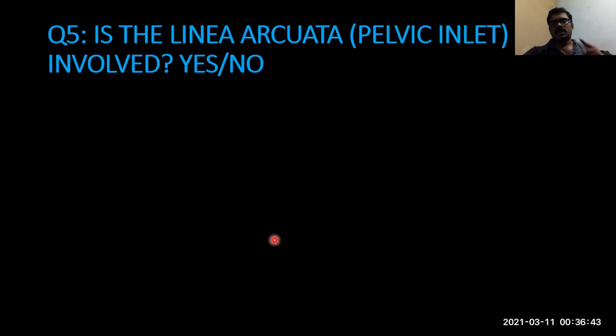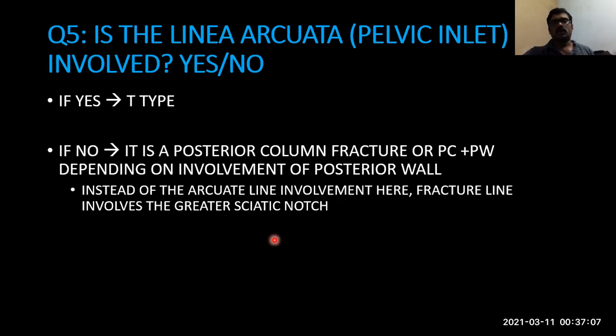Now, if the pelvic inlet is involved, it has to be a T-type fracture. So, the ischial spine is involved, the iliac wing is not involved, the inferior part of the obturator foramen is involved, and there's a fracture of the floor of the acetabulum: it has to be a T-type. If it is not there, if no, if the obturator foramen is not involved in the fracture, it has to be a posterior column fracture or a posterior column with a posterior wall, if there's a posterior wall element.